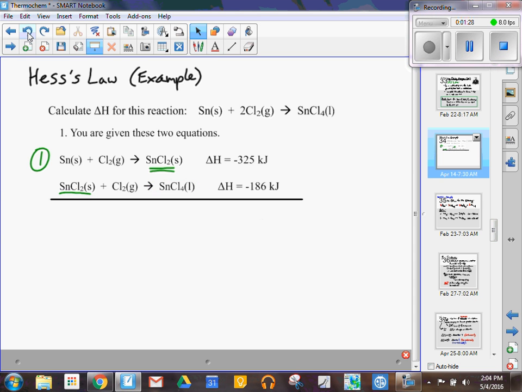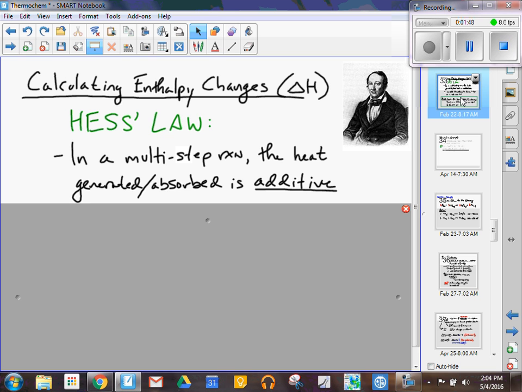So back to Hess's law. Both of these stepwise reactions, as you can see here, are exothermic. The signs for delta H are negative. And the total heat then is the sum of the individual steps. So if both steps are exothermic, the total heat generated is equal to the sum of the individual steps. And that's Hess's law in a nutshell.